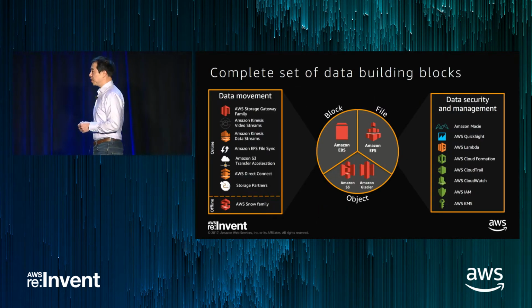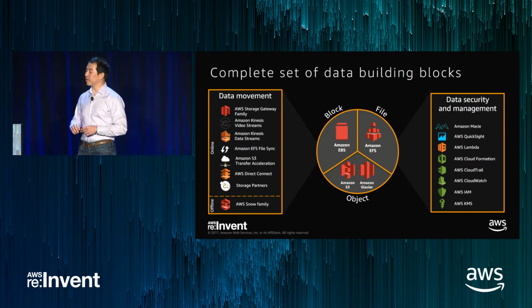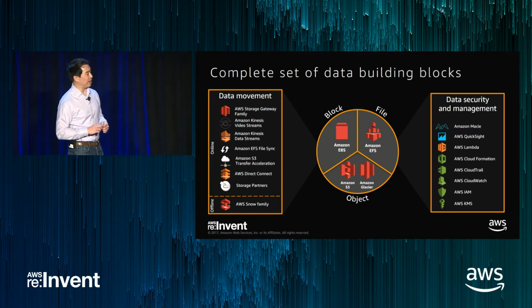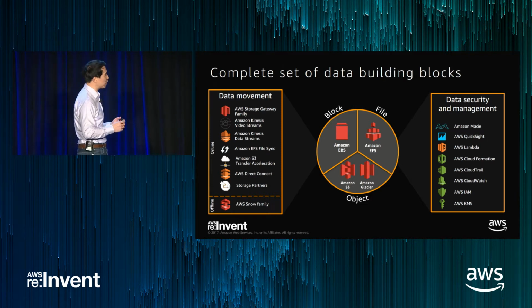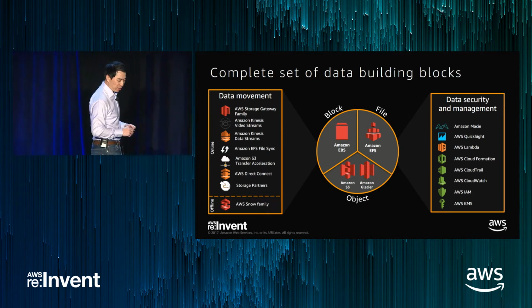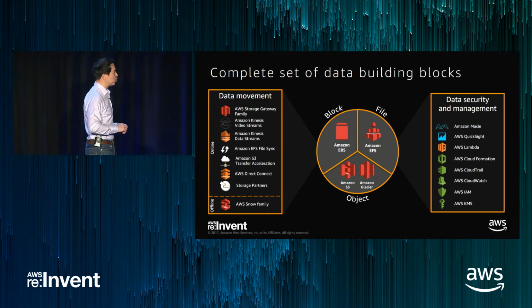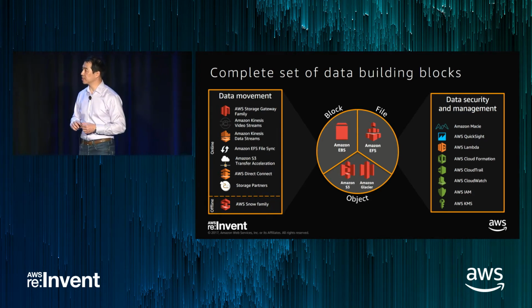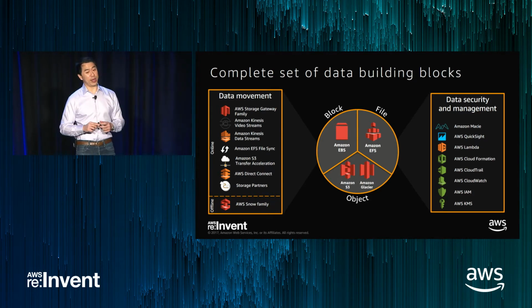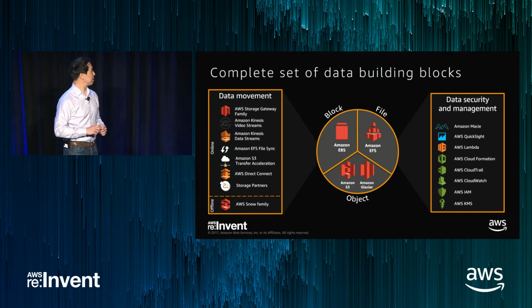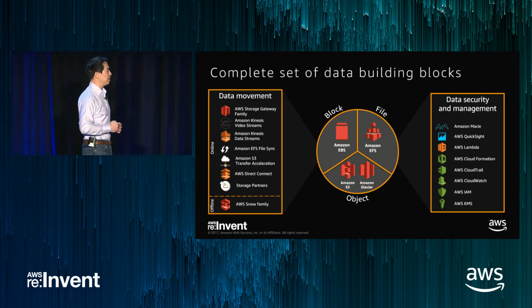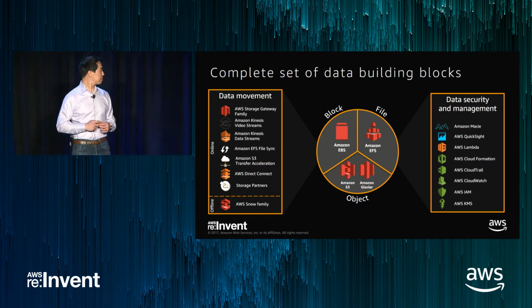So with the introduction of Amazon EFS, we have completed and complemented the storage portfolio at AWS. So we have all three major categories now: block in the form of EBS, object in two forms, S3 and Glacier, and file in the form of Amazon EFS. And on the left, we have multiple different ways to get data both in and out of those storage systems. And then on the right, we have a number of different data security and management capabilities around those storage services.